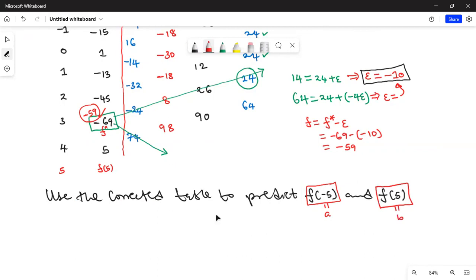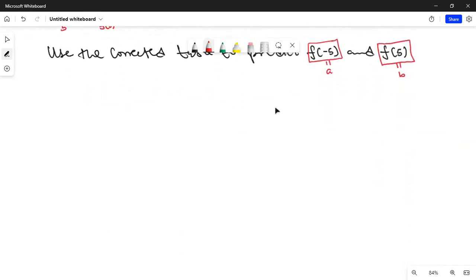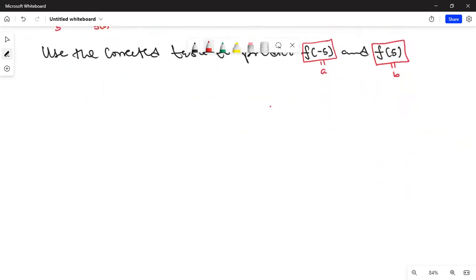So I want to construct the correct table. Now with the corrected value, instead of -69, it should be -59. So let's construct the correct table. We'll have x, f of x.